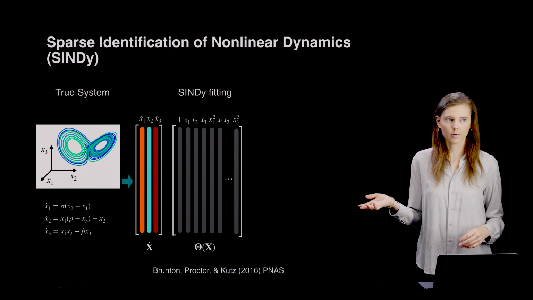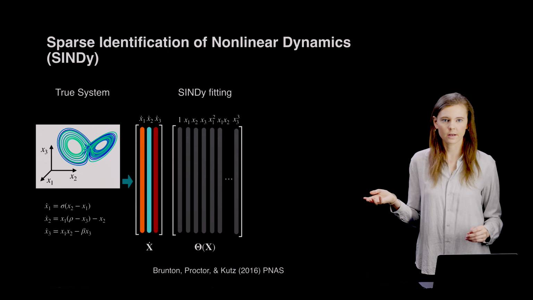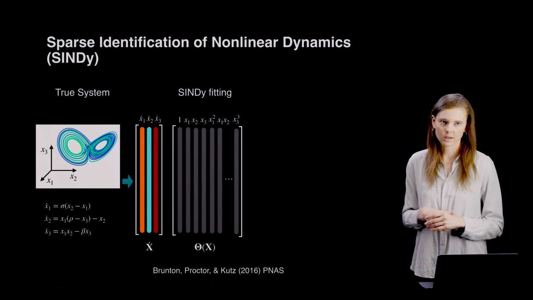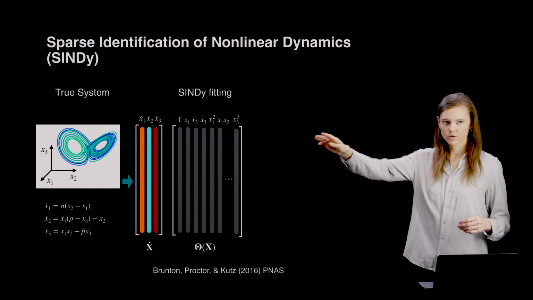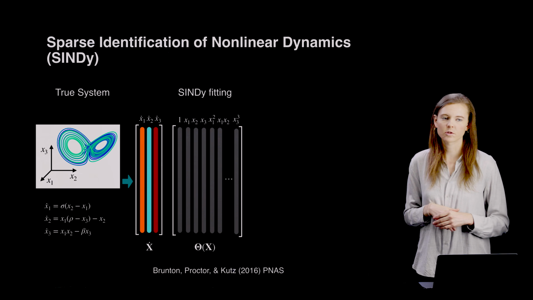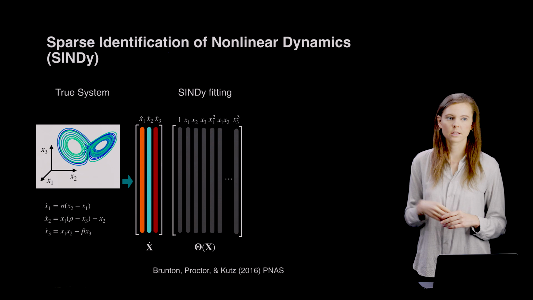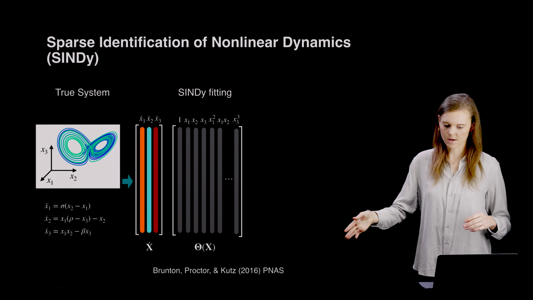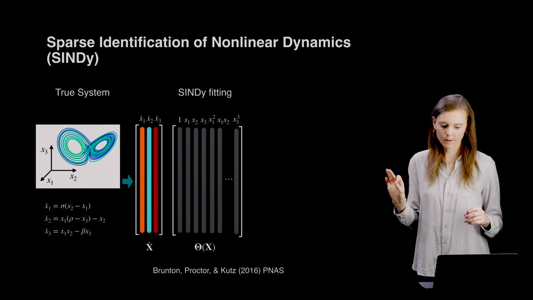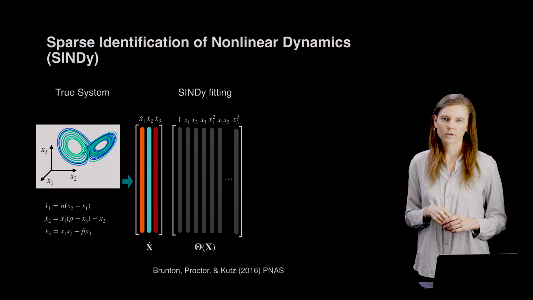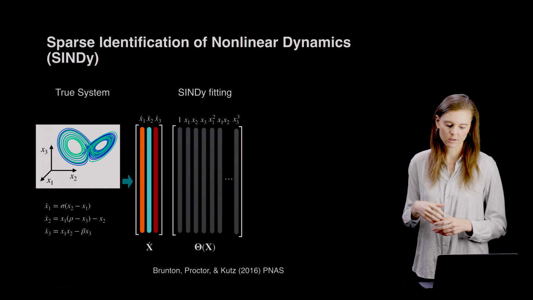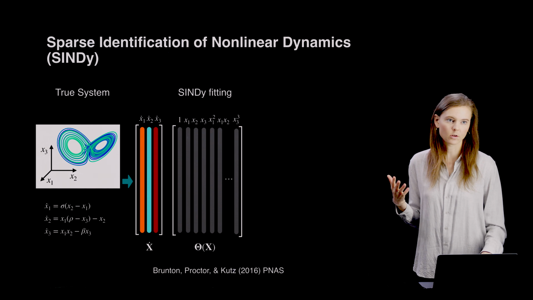We then create a library of possible candidate functions that are going to be in our underlying dynamical system. So here I've just enumerated functions in the state variables. These are polynomials up to cubics. And again, each row in this matrix is going to be a measurement at a certain time point, and each column here is going to be a candidate function in the underlying dynamics.